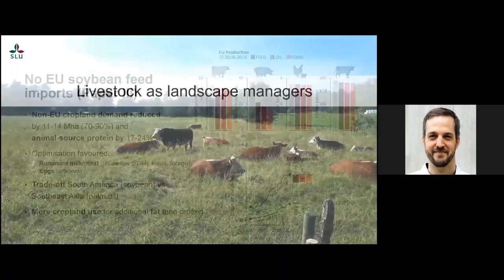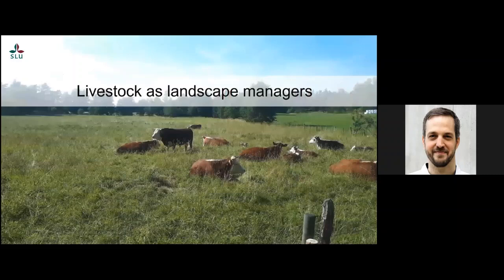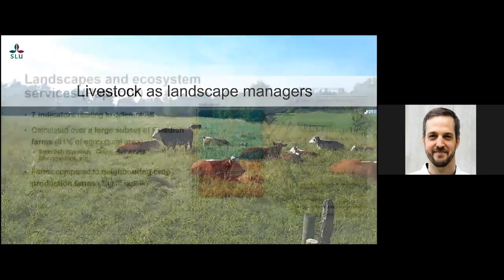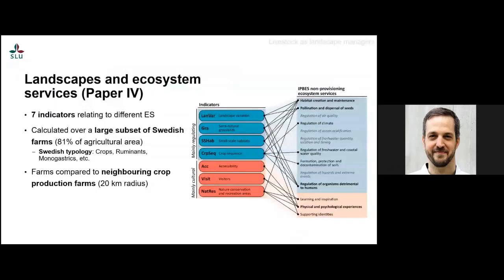And I will now move on to the second focus area of my thesis, the role of livestock in shaping agricultural landscapes and associated ecosystem services. To study this, we developed a framework with 7 different indicators relating to different ecosystem services. In this presentation, I will focus on 4 of these indicators. What I show here is the indicators we assessed and how we assumed that they would relate to different ecosystem services. And I will briefly go through them.